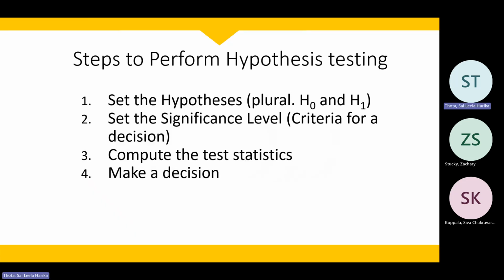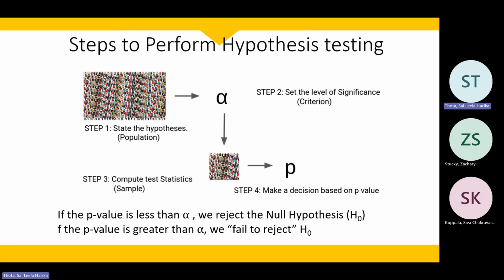Okay, what are the steps to perform hypothesis testing? First, you need to select what is null and what is alternate, set the significance level, and compute the test statistic. There are actually two, one is Z and one is T. Basically, we will consider two, but there are many. And you need to make a decision based upon the values you consider. So these are the steps to perform hypothesis testing.